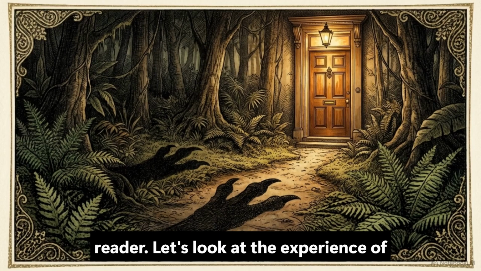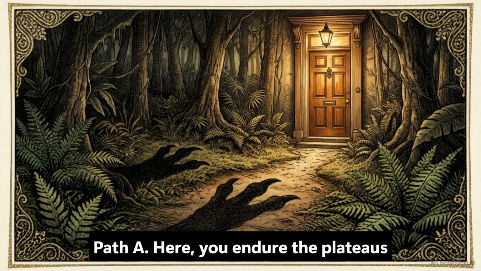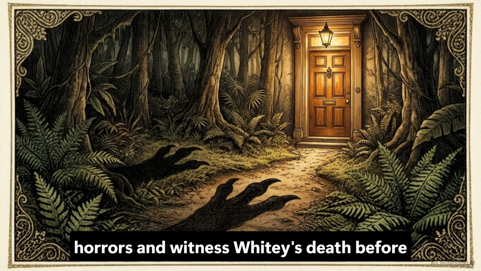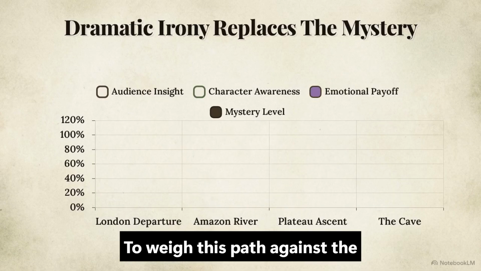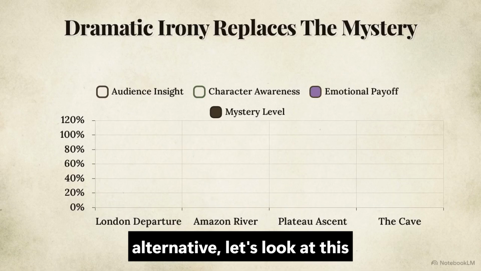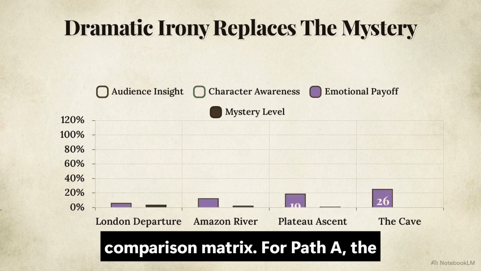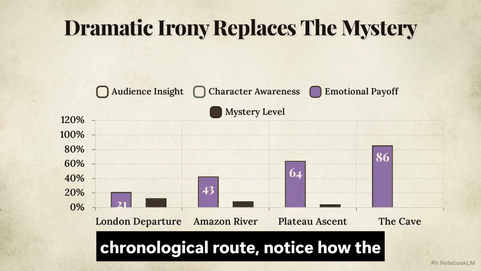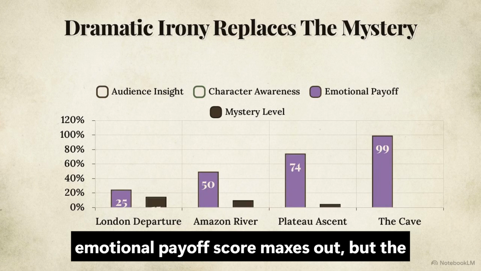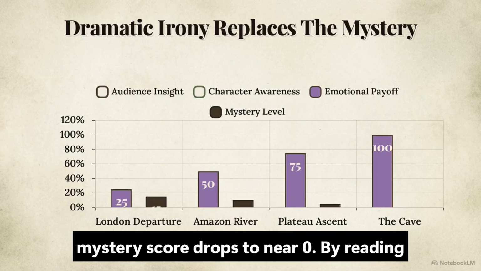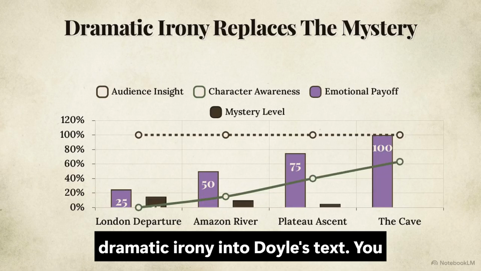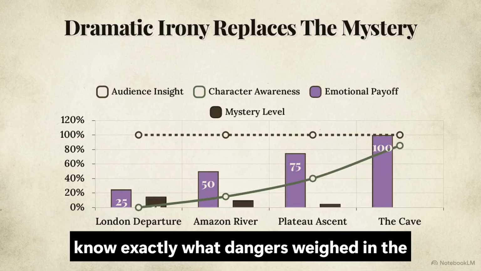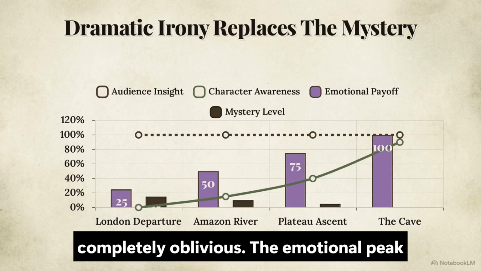Let's look at the experience of Path A. Here, you endure the plateau's horrors and witness White's death before Challenger even proposes his expedition. To weigh this path against the alternative, let's look at this comparison matrix. For Path A, the chronological route, notice how the emotional payoff score maxes out, but the mystery score drops to near zero. By reading the prequel first, you inject massive dramatic irony into Doyle's text. You know exactly what dangers wait in the jungle, while the characters remain completely oblivious.